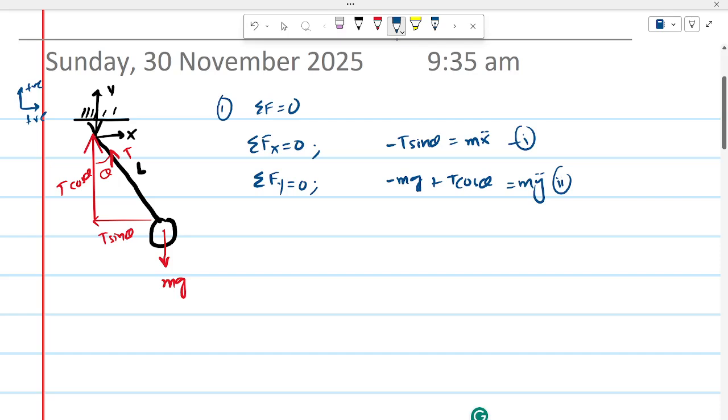But if you look here, we have four unknowns and only two equations. What are the unknowns? We don't know theta, x double dot, y double dot, or the tension. You should have an equal number of equations and unknowns so that you can solve them. But here we have four unknowns and two equations. So the remaining two equations we can find using kinematics.